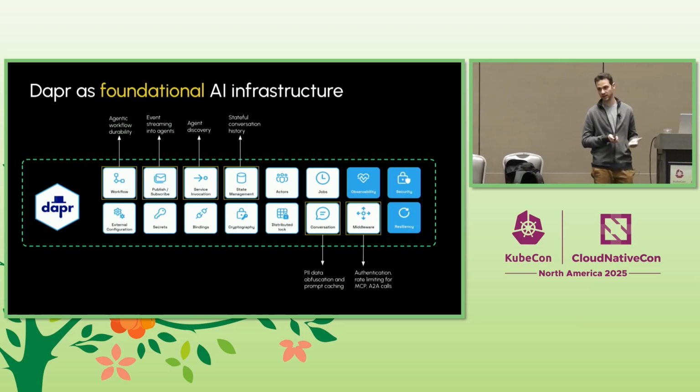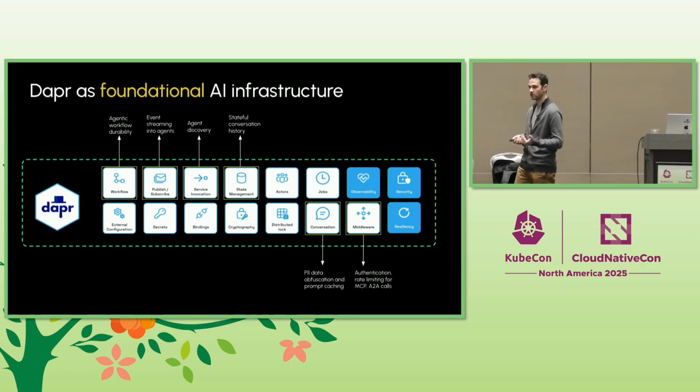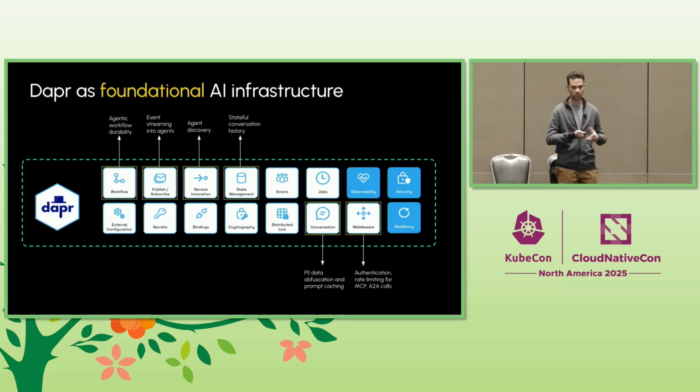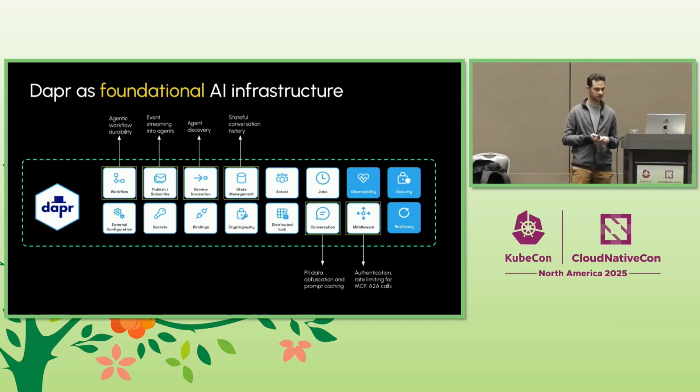Pub/sub is a great way to create ambient agents. Those are agents that are back-end automation systems. They work off of event streams and not necessarily prompts. And the Dapr pub/sub API lends itself really, really well to those use cases.